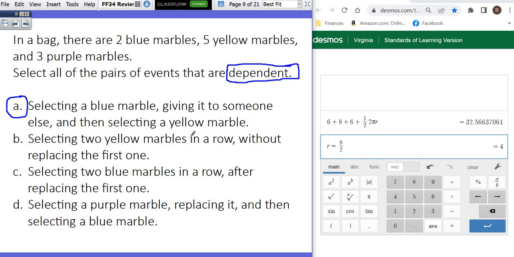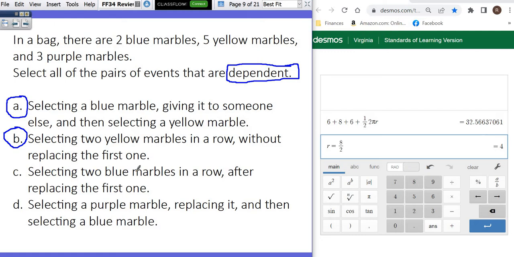Selecting 2 yellow marbles in a row without replacing the first. Well, again, if you start by selecting a marble, but then you don't put it back, the second time you select a marble, you're going to have fewer. So that is also dependent.